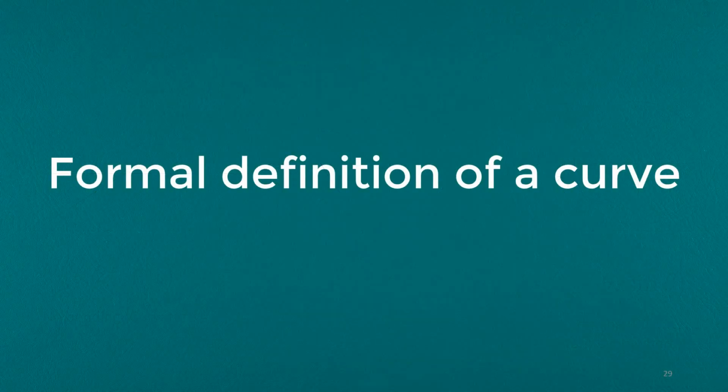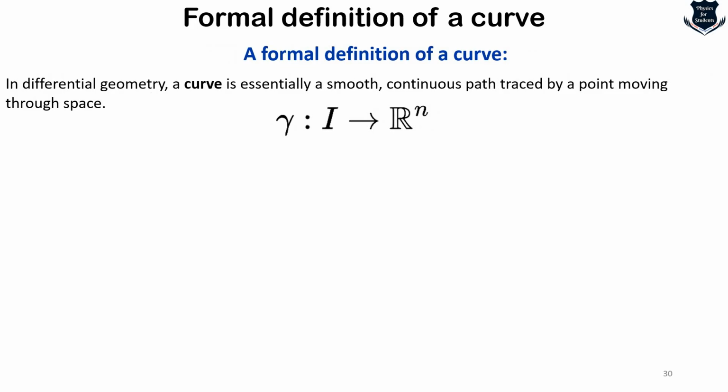So then we come to what, if you go to any book of differential geometry, is the formal definition of a curve, which sometimes causes a little bit of confusion. The formal definition of a curve is essentially a smooth continuous path traced by a point moving through space. And this is given by this.